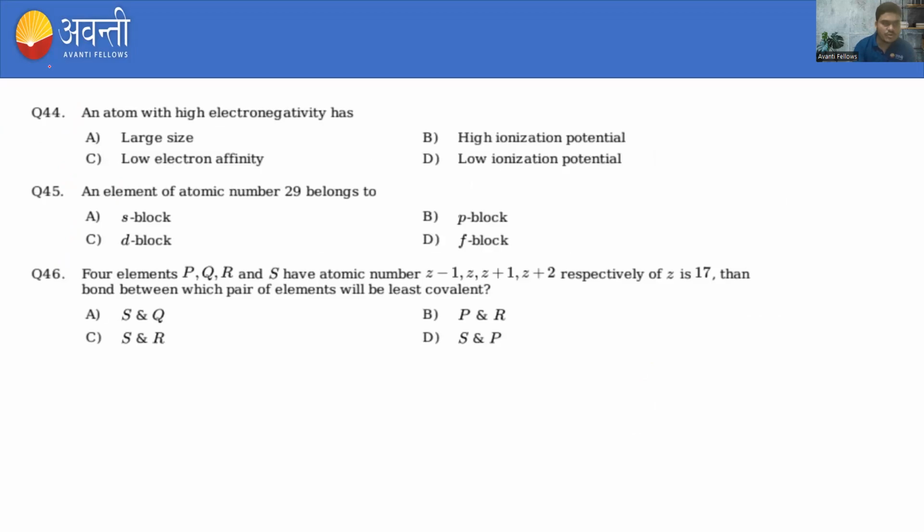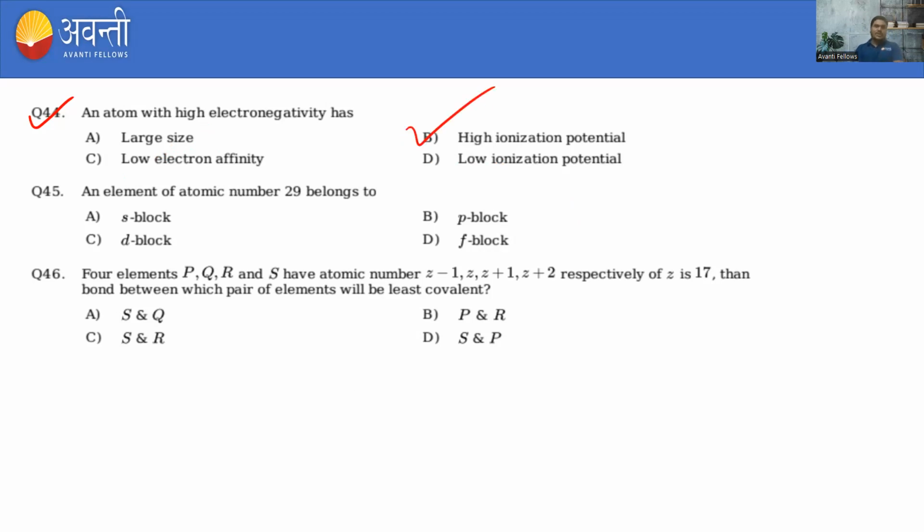Chalo. Now move to question number 44. This is also a very easy question. An atom with high electron activity has... So the atom whose electron activity is high will also have high ionization potential. Yes. Low ionization, no, that would be a metal. And large size, no. Low electron affinity, no. So which option is correct? That is high ionization potential.